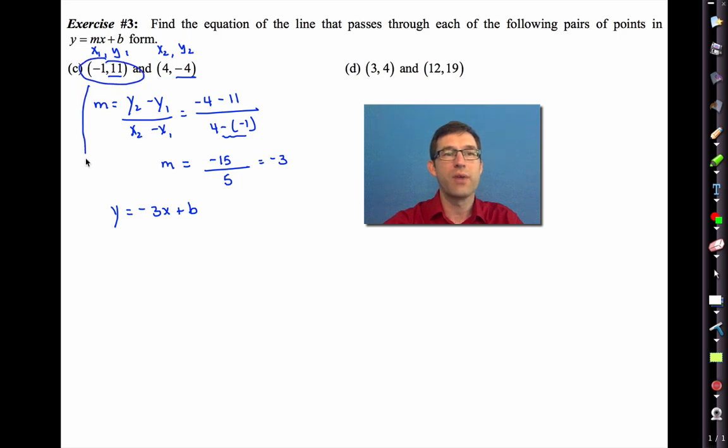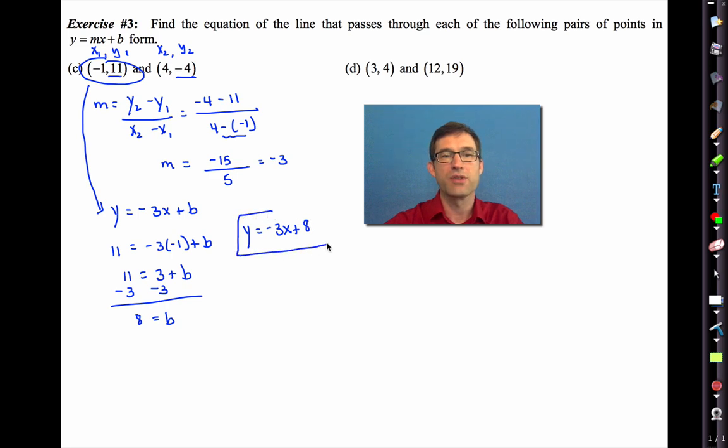I can now take this point, substitute it in. I'll put 11 in for y, -1 in for x. Of course, -3 times -1 is +3. Subtract 3 from both sides. Boy, this seems repetitive, doesn't it? And b ends up being 8. So at the end of the day, y equals -3x plus 8. Remember, make sure you have that x in there. You know, that guy right there. All right, pause the video again, see what you can do on letter D, and then we'll go through it.